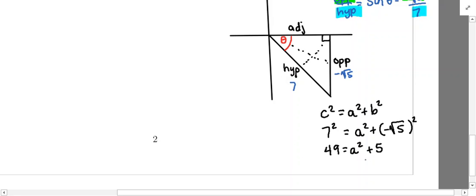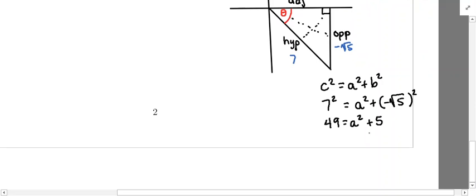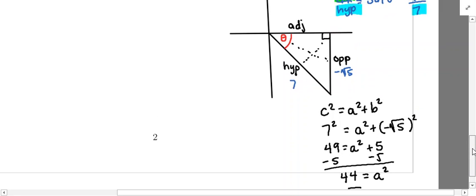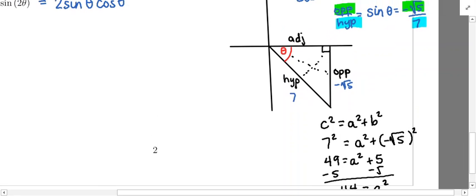Okay, and then I need to solve for a squared. So subtract the 5 from both sides. I'm going to get that a squared is 44. So a is plus or minus the square root of 44. So we have to decide, do we want the positive or the negative version? If we look at our picture again, we're in quadrant 4. The adjacent side is coinciding with the positive x-axis, so we need to pick the positive value. So this is going to be positive square root of 44.